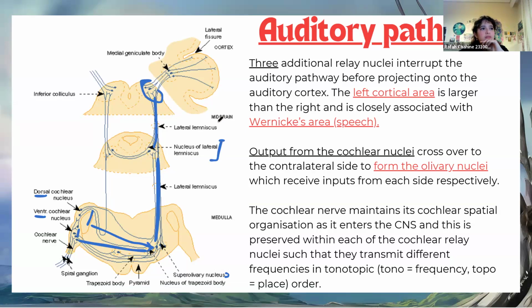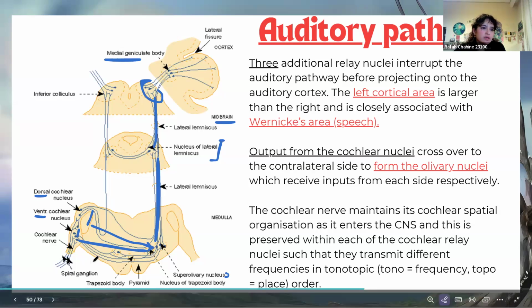After the nucleus of the lateral lemniscus, it will continue upwards and it will go to the inferior colliculus, okay? Inferior colliculus, this is at the level of the midbrain, okay? And then from there, it will go to the medial geniculate body. This is at the level of the thalamus. And then from the medial geniculate body, it will go to the cortex for speech and higher functions, okay? So that's essentially what occurs.